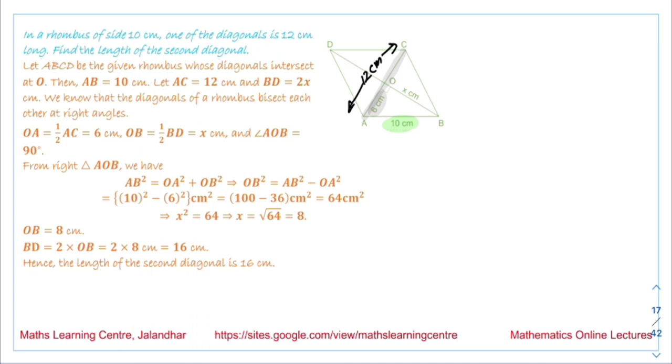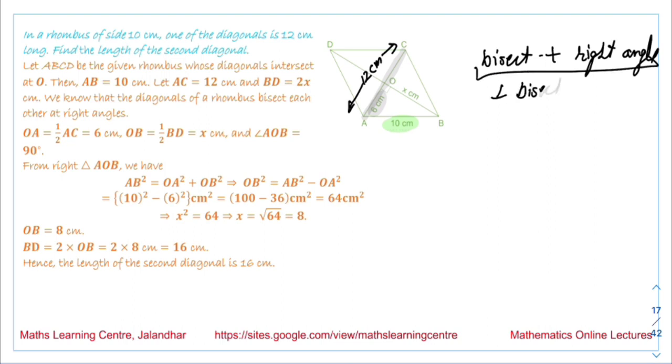Now from the properties of a rhombus, we know that the diagonals of the rhombus bisect each other and they are at a right angle, that is they are perpendicular bisectors of each other. So if we look at this AOB over here, AO and OC are equal. OD and OB are equal. And this angle over here will be 90 degrees.